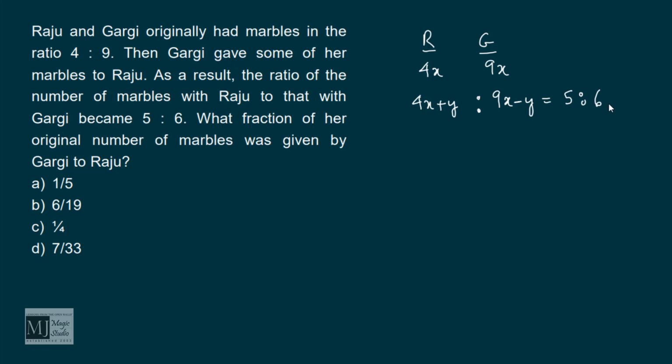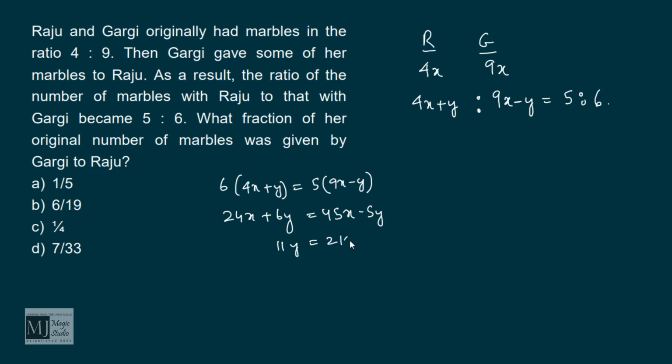That means this ratio is now 5:6. That means 6 into (4x plus y) equals 5 into (9x minus y). So we will have 24x plus 6y is 45x minus 5y. 11y is 21x. So x upon y is 11 by 21. So we have this ratio of x and y, that is 11:21. Let me take the common ratio k. So now x is 11k and y is 21k.